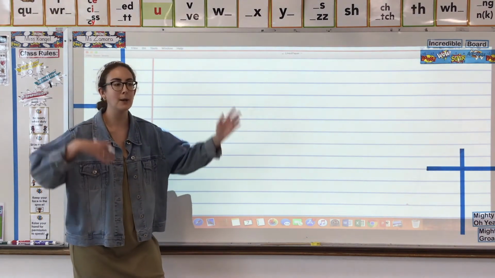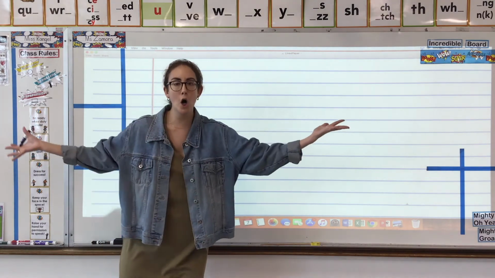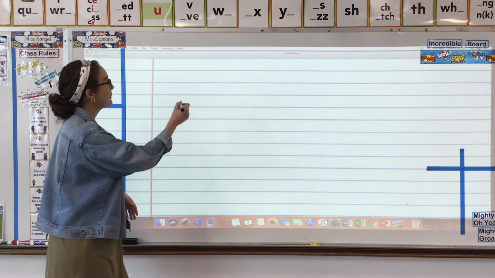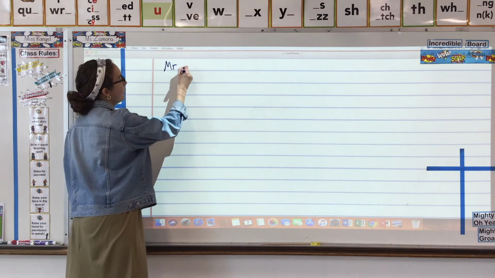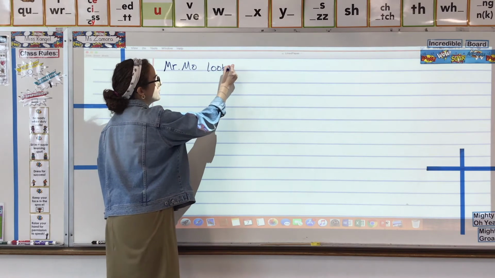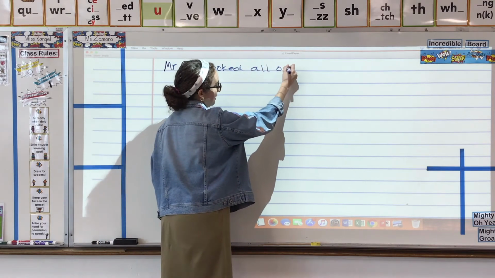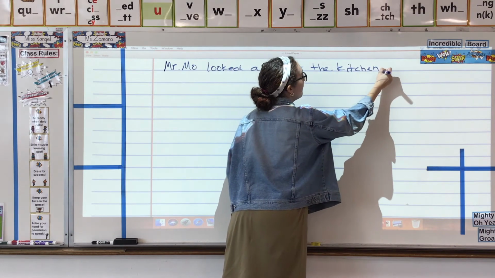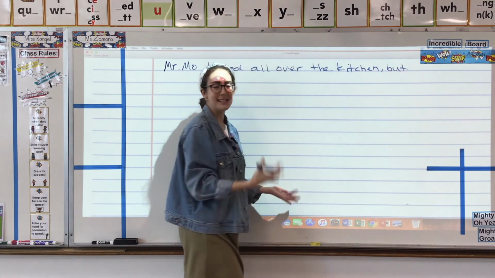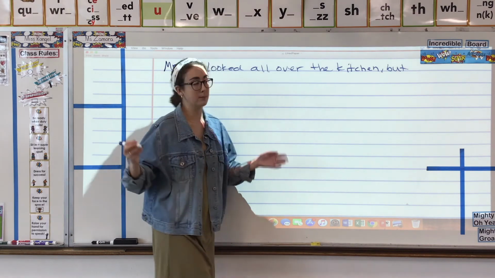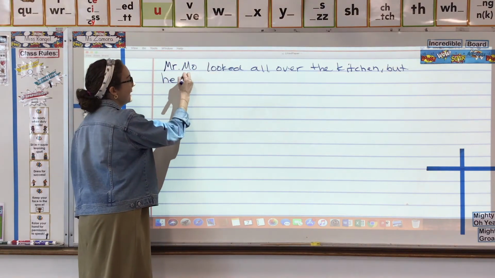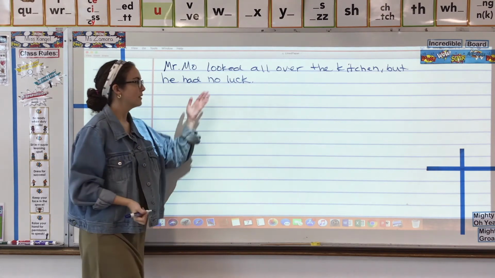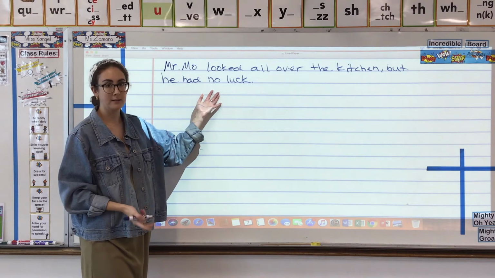Okay, so like I said, Mr. Mo right now is looking all over the kitchen. So that's where I want to start the story. So I'm going to say, Mr. Mo looked all over the kitchen. That's what he was doing. He looked all over the kitchen, but that didn't work. That isn't how he solved the problem. But he had no luck. So looking over the kitchen didn't work.